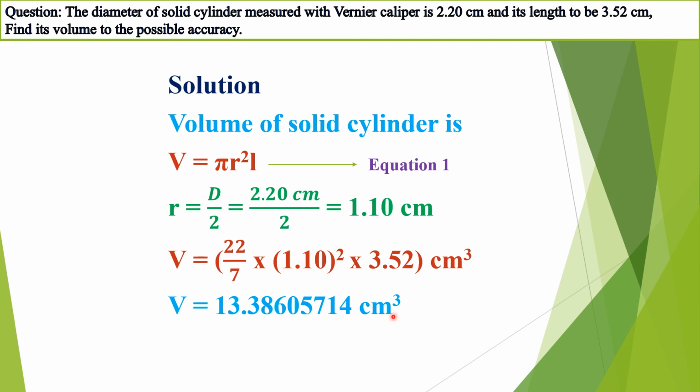After solving this, we get V equals 13.38605714 centimeter cube. To determine the number of significant figures in the answer, we can apply the rule of multiplication, which we discussed in the rules of finding significant figures in previous slides. According to that rule, when we multiply numbers, the final answer is rounded off to the number of significant figures in the least precise term used in the calculation. Here both terms have three significant figures. In 1.10 we have three significant figures. In length 3.52 we have three significant figures. So the answer should be rounded off to three significant figures, and we get 13.4 centimeter cube after rounding off the value.